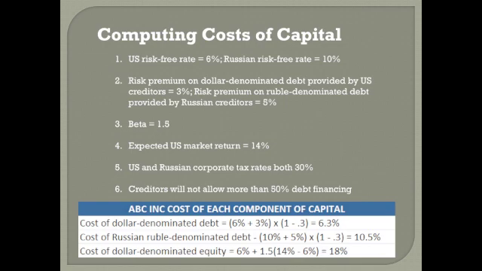Finally, the cost of dollar-denominated equity can also be identified. We do this by using the capital asset pricing model. The 6% in this equation represents the U.S. risk-free rate, while the 1.5 is the expected sensitivity of this project and its returns to U.S. investors in response to the U.S. market. This is commonly known as the project's beta. The 14% is the expected U.S. market return, and the difference of this figure and the risk-free rate inside the parentheses is known as the market risk premium. The capital asset pricing model reveals a cost of capital of 18% for dollar-denominated equity.